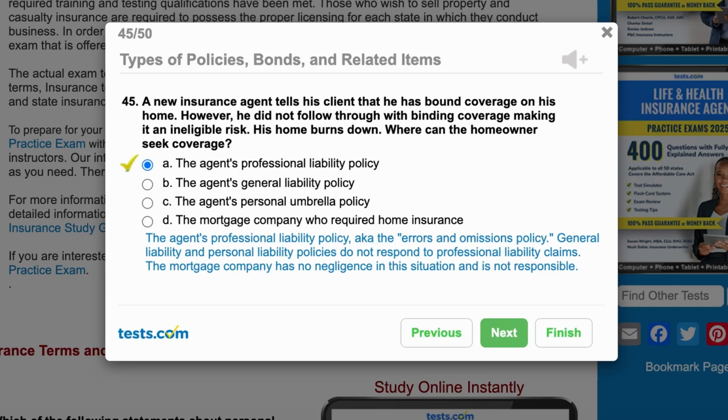The mortgage company has no negligence in this situation and is not responsible.